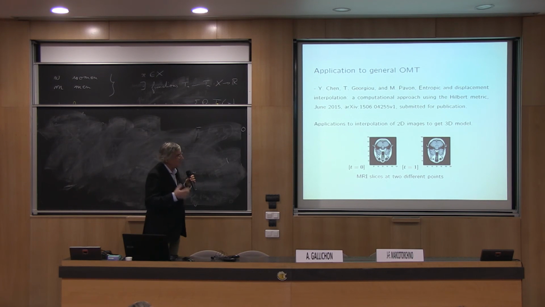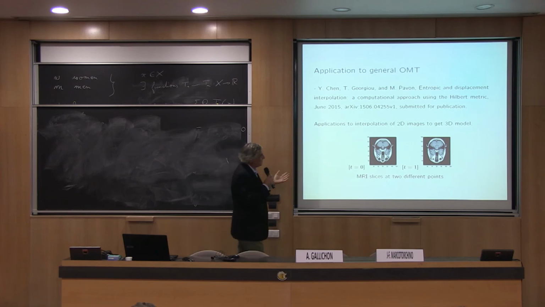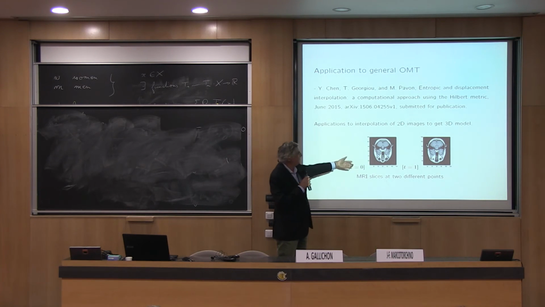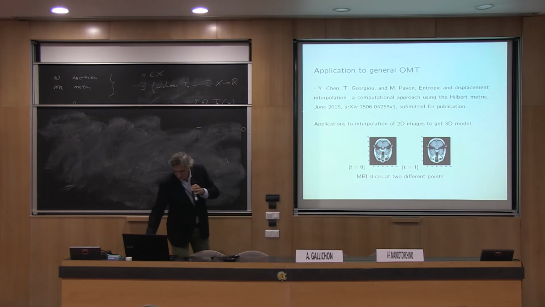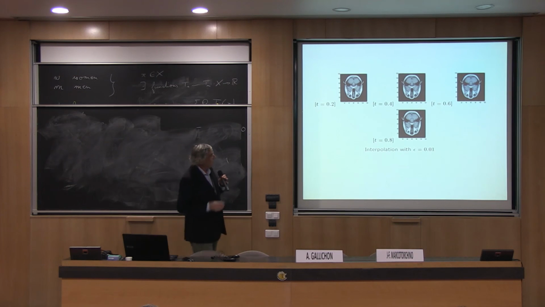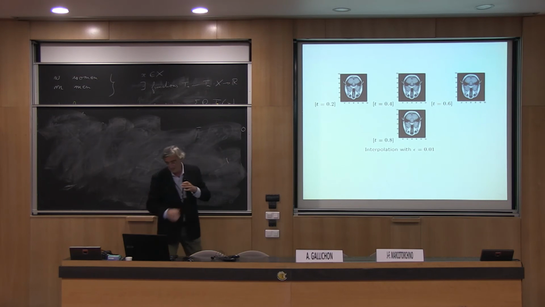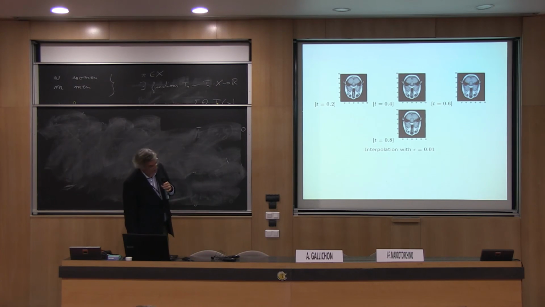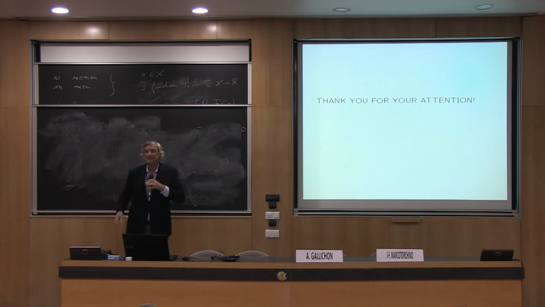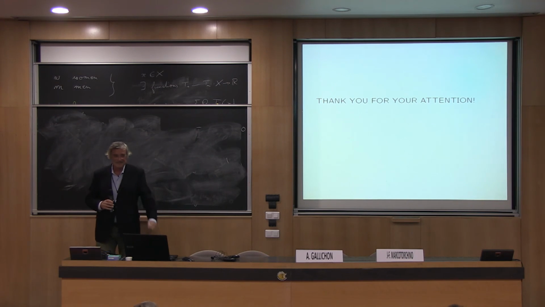One final thing here. Once you have this powerful computational approach, you can start doing applications. For instance, you want to interpolate these two MRI images. You take very low noise and you get this. Of course, if you increase the noise, you get blurred pictures. Okay, I'll stop.